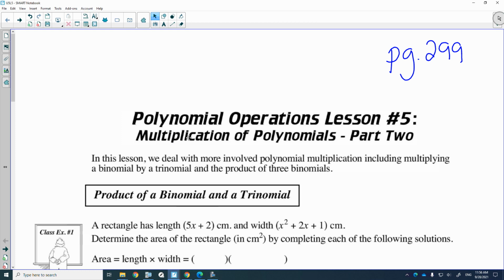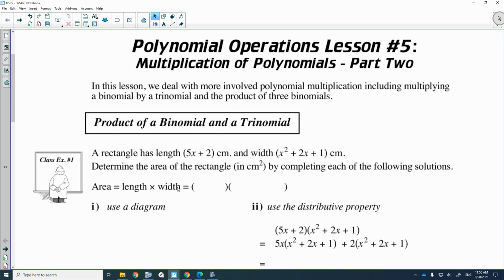Okay, so what we are working on is lesson 5, which is on page 299 of your workbook, and this is going to finish off the multiplying of polynomials. What we did yesterday, or the last lesson, is we multiplied two binomials together. What today is going to be is very similar, except it's going to be a binomial multiplied by a trinomial. So let's look at this first question.